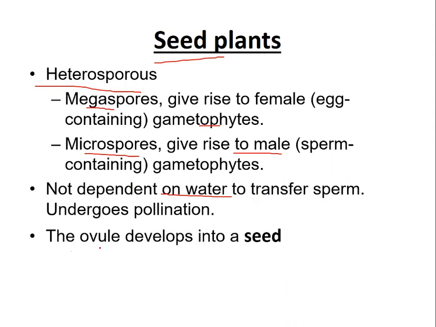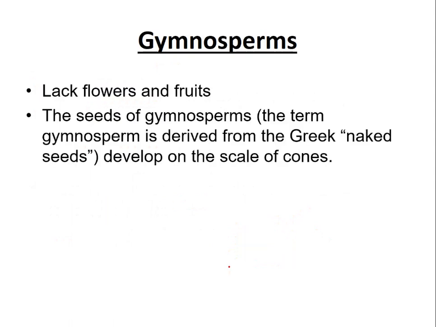For seed plant, the ovule will develop into seed. So remember, they are all having seed, but there are two types of seed plant: gymnosperm and angiosperm. Both of them are having seed, but how the seed are being enclosed or enveloped makes them differ. Okay, so let's go to the gymnosperm.